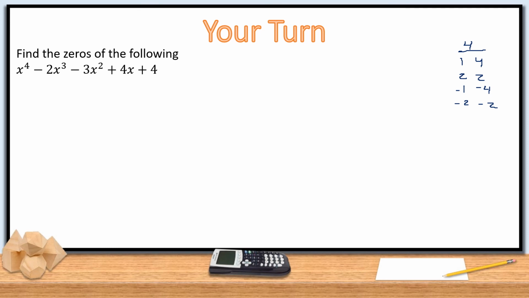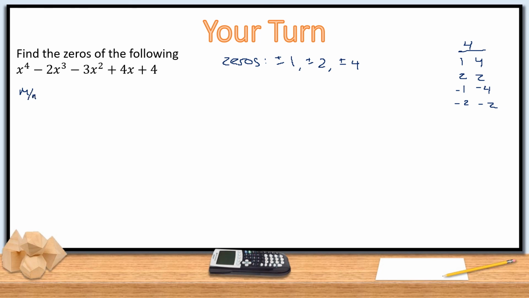So our possible zeros, this is going to be great. We've got plus or minus 1, plus or minus 2, and plus or minus 4. So we need to find 4 zeros, and we've only got 6 possibilities. So nearly every single one we test is going to be a 0. It's just figuring out which ones are and which ones are not.